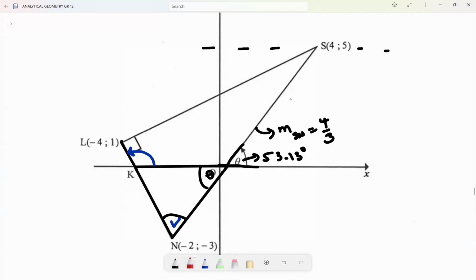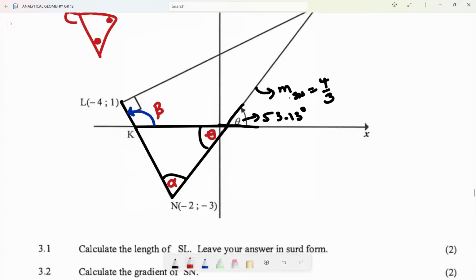Let's name this beta, and let's name this alpha. When you use the sum of angles in a triangle, the angle here is going to be equal to this and this. So it means beta is going to be equal to alpha plus theta. My main goal is just to find the angle of inclination of LN, which is angle beta. So I will need the gradient of LN.